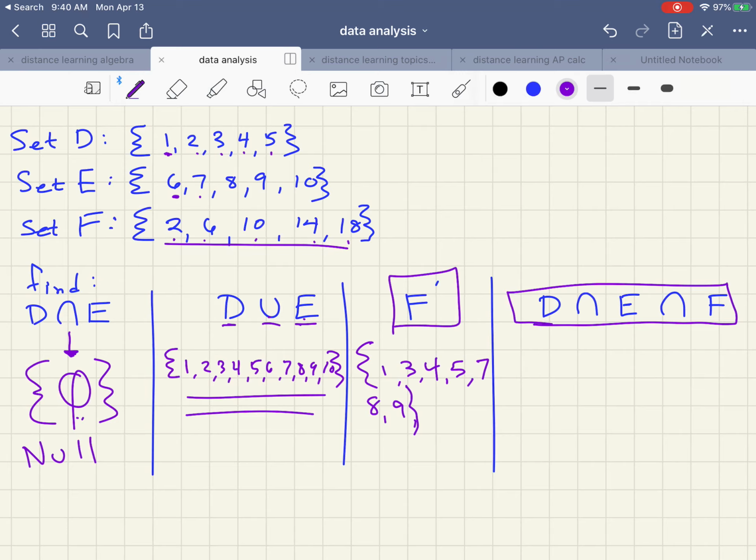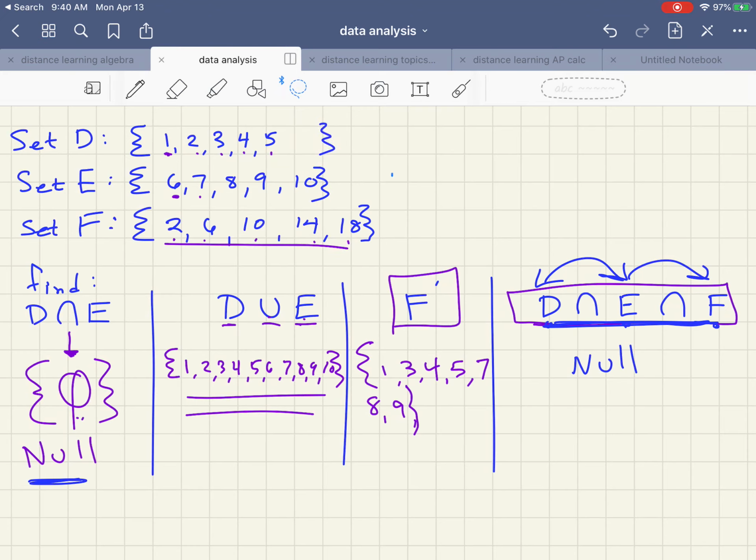What about this? We have D intersect E intersect F. Well, not going to be very exciting for this one because we already know that there's no intersection between these two. So not really the best example. This is also going to be null. In this case, we're looking for anything that's in all three problem sets.